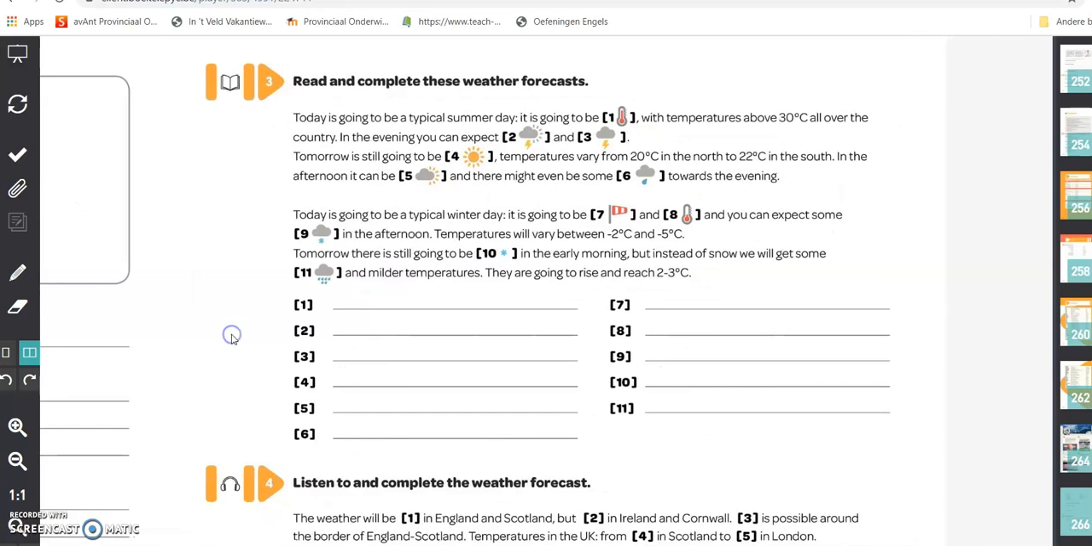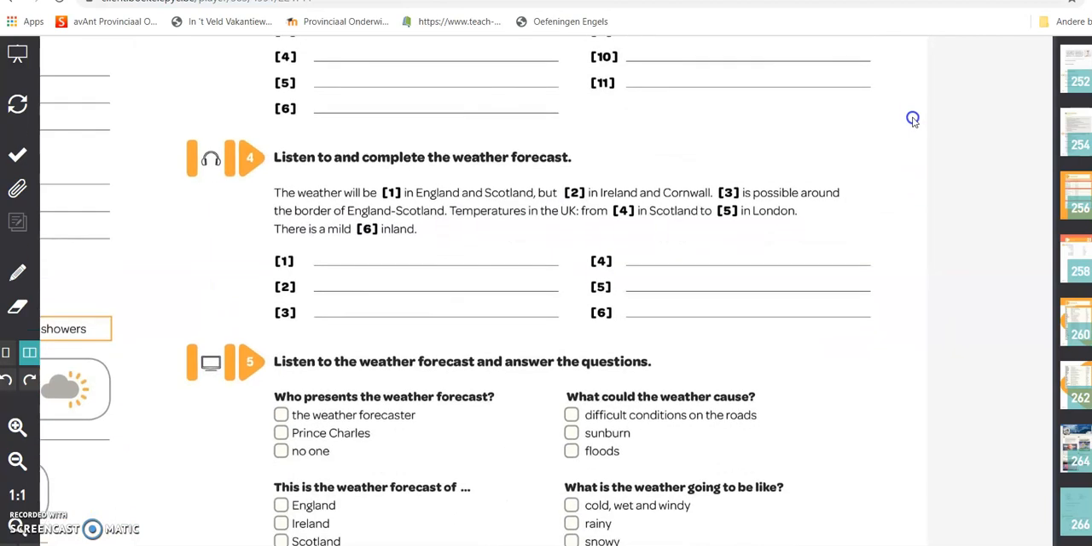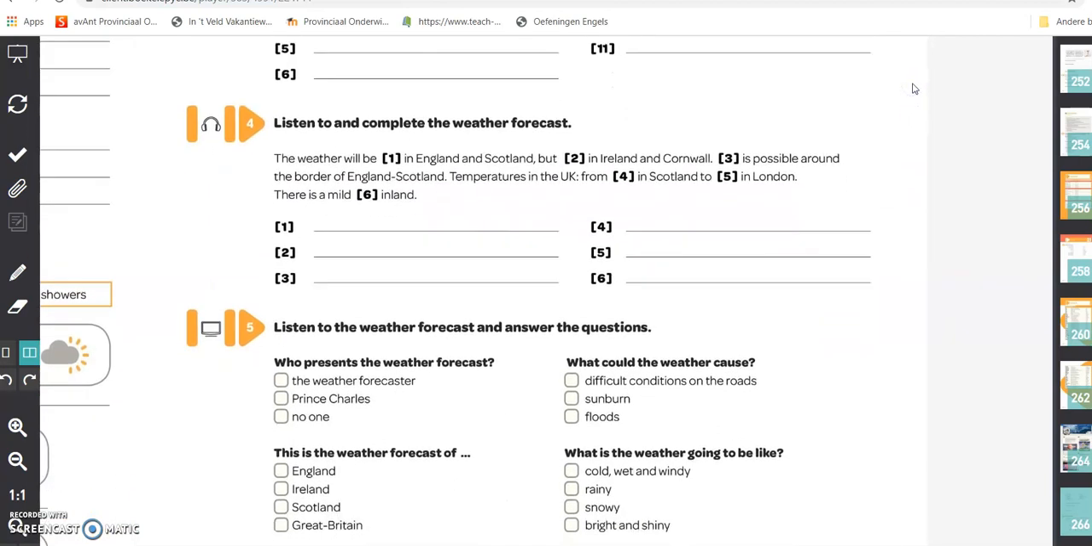Exercise 3. Read and complete these weather forecasts. Yes, so just have a look at the symbols and try to write down the correct word. Exercise 4 is a listening exercise. So you go to the pre-teaching map and you indicate listening exercise. So listen to and complete the weather forecast. Yes? So listen and try to fill in the correct words.